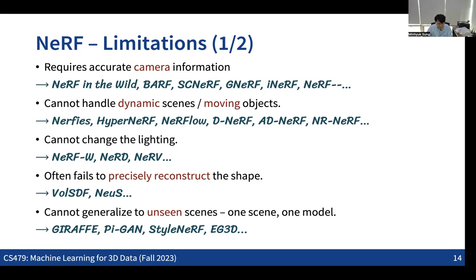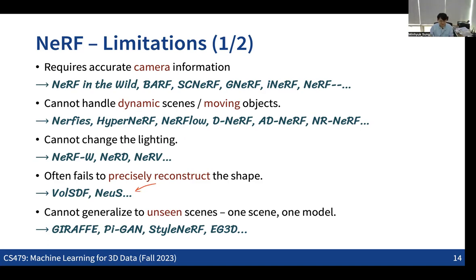The only information that we are getting is basically how likely the ray will stop at each of the points. So that gives some sort of geometry information, but not precise geometry information. So there is also some advanced work that focuses on getting more precise geometry information from the NeRF reconstruction.